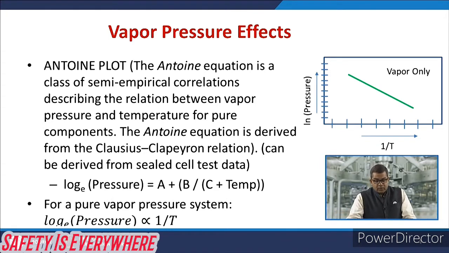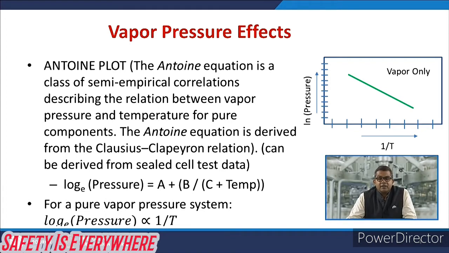Now let us have a look at the vapor pressure effect. This vapor pressure effect is attributed to the Antoine theory, which you can look up in chemical engineering thermodynamics. It is attributed to the Antoine plot, and this plot is attributed to the Antoine equation. The Antoine equation is a class of semi-empirical correlation describing the relation between vapor pressure and temperature for a pure component.